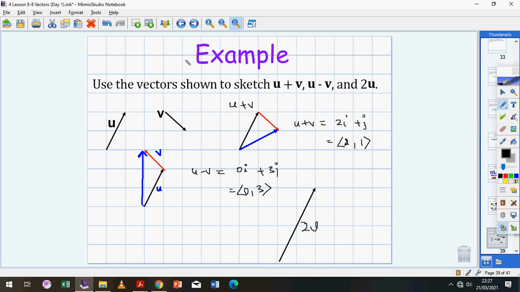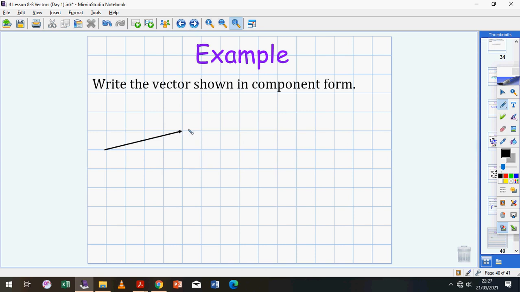Okay, write the vector in component form. Count how many x units it has, so that's 4i. How many y units it has, that is j. So you can either write it as (4, 1), or you can write it as 4i plus j. Since it said component form, then we have to stick with 4i plus j.